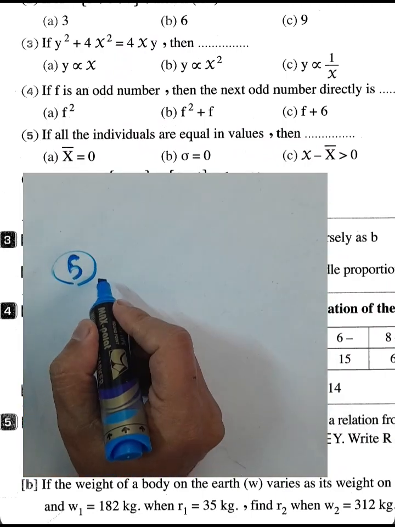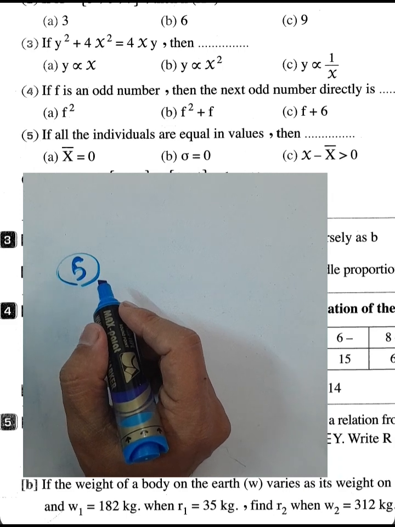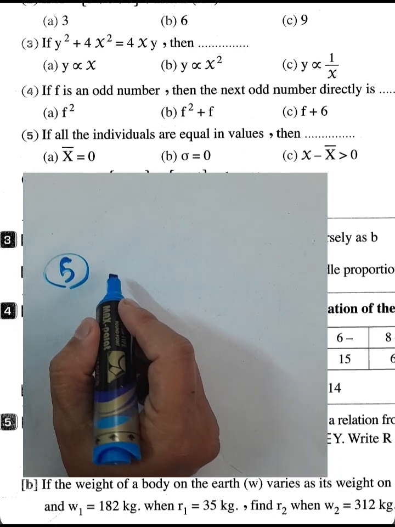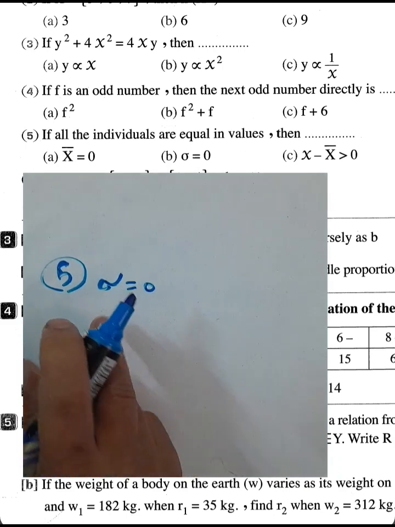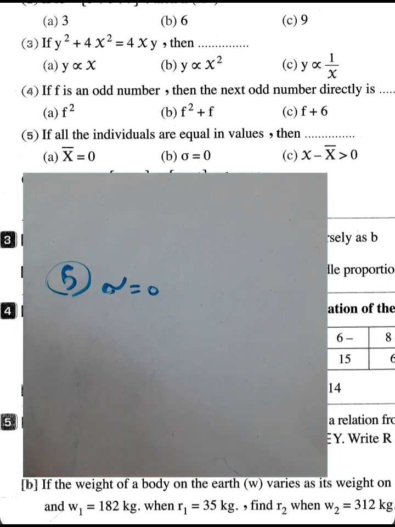Question number 5. If all individuals are equal, then sigma will be equal to 0. Okay, sigma here will be equal to 0. Choose letter B.